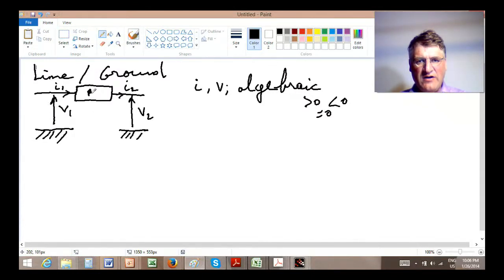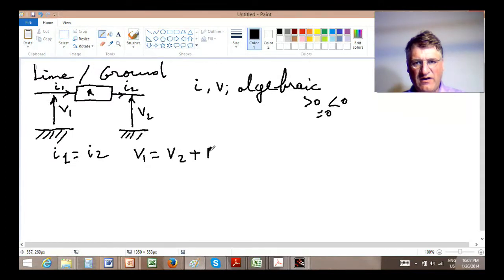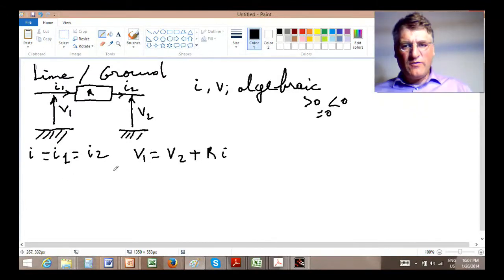A resistance R is such that the following relationship holds. If V1 is the voltage at the beginning and V2 is the voltage at the outset, we have I1 is equal to I2 and V1 is equal to V2 plus R times I, where I is I1 and I2.